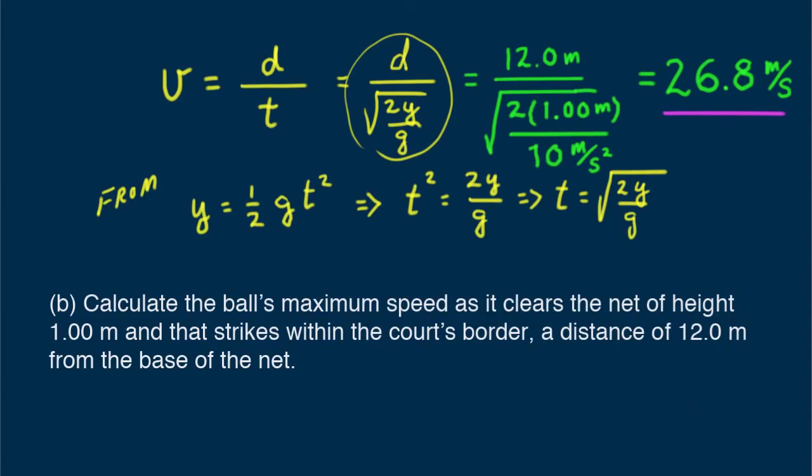Try this yum problem with your friends. It's a good one. I want to leave you with a question. If the net were a little higher, would the maximum speed for the ball be a little less or a little more than 26.8 meters per second? Until next time, good energy.